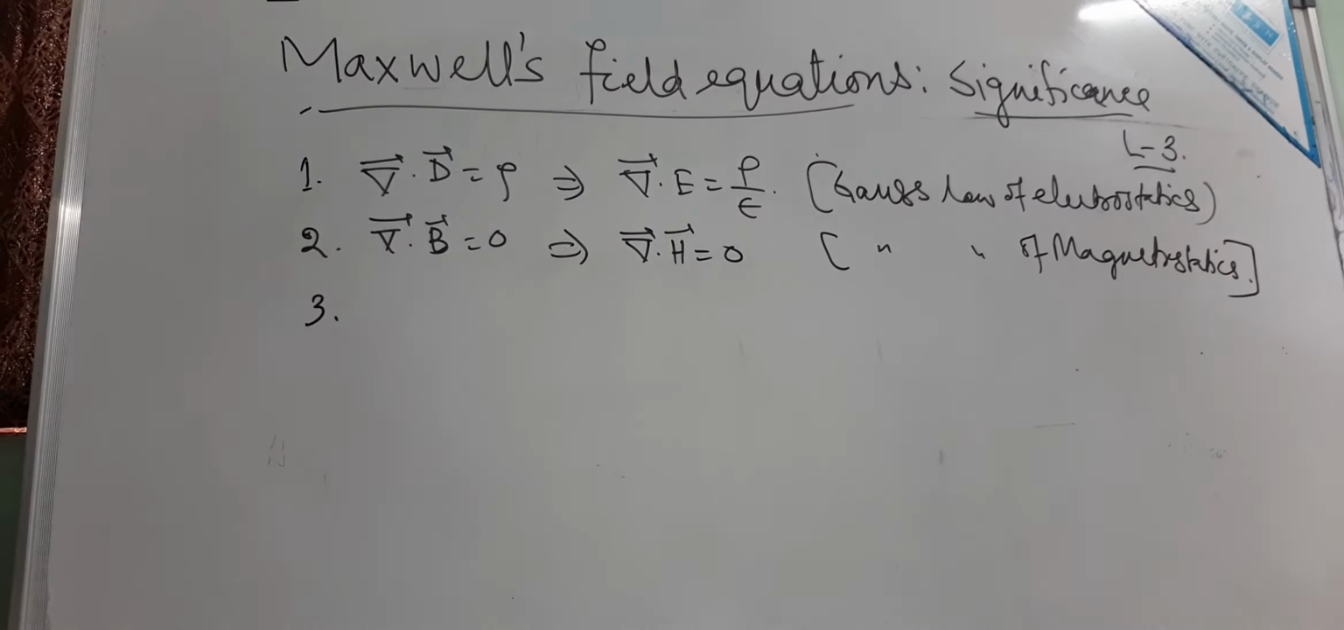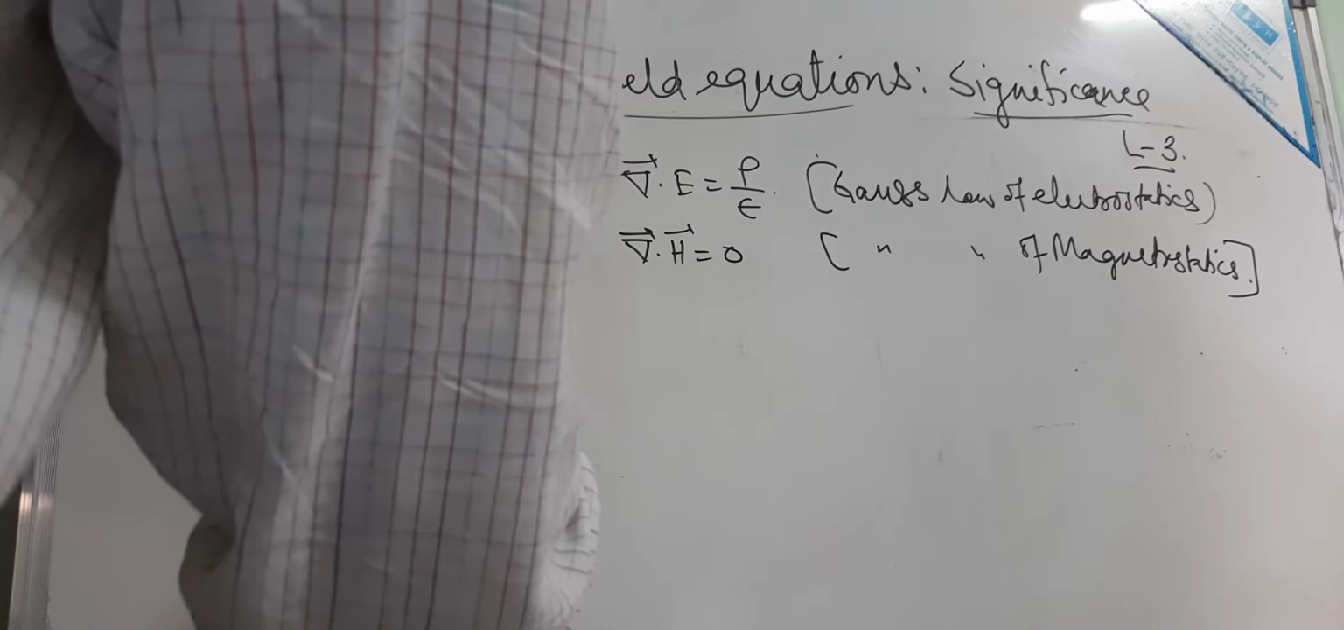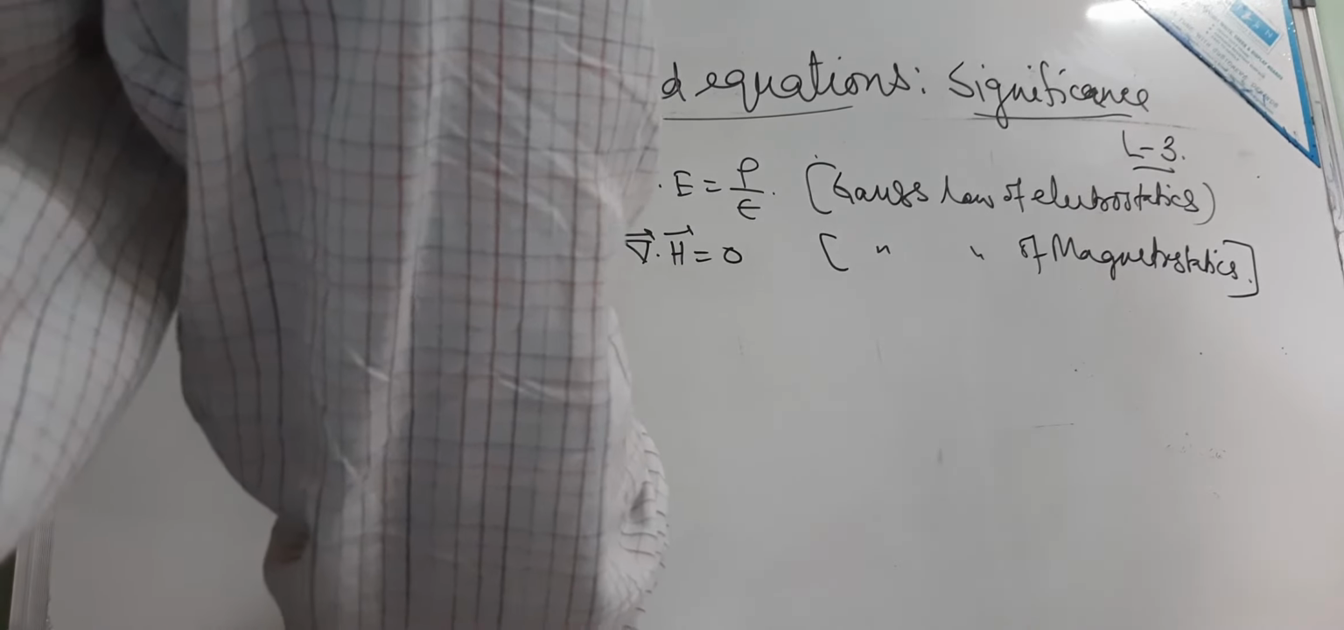The third equation is Faraday's law of electromagnetic induction, that is curl of E equal to minus del B by del T. And if you write B equal to mu into H, this becomes curl of E equal to minus mu del H by del T. This is Faraday's law of electromagnetic induction.